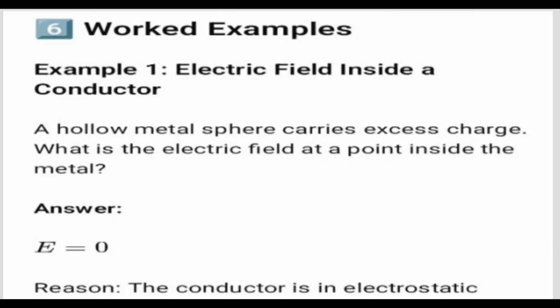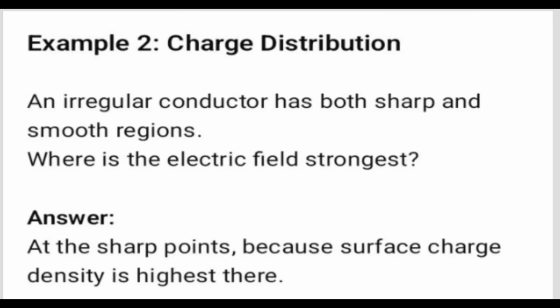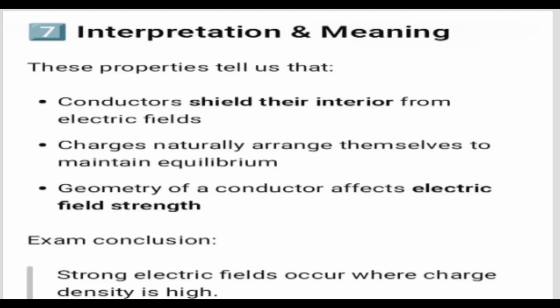For example, the first example: a hollow metal sphere carries excess charge. What is the electric field at a point inside the metal? The answer is 0. The reason is that the conductor is in electrostatic equilibrium. Another one: an irregular conductor has both sharp and smooth regions. Where is the electric field strongest? As I said earlier, the electric field is always strong at sharp points. That was just an interpretation to add on what we have learned.